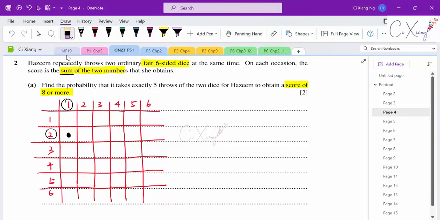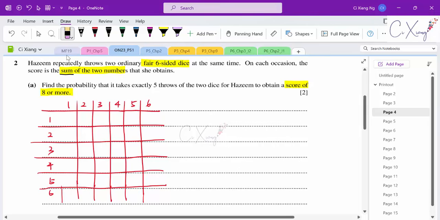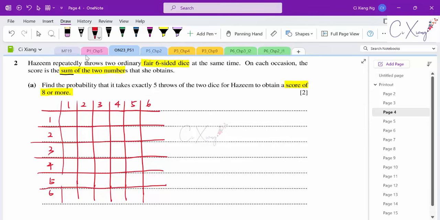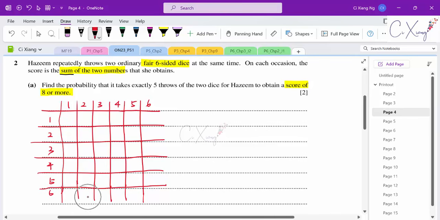Now let us figure out in which cells the score is equal to 8 or more. For the first row, 1 plus 1 is 2, 2 plus 1 is 3, all of this doesn't fulfill the condition where the score is 8 or more than 8, because 1 plus 6 is also 7 only. So in the first column here, none of the results fulfill the outcome that we want. Then for the second column, 2 plus 1 is 3. Maybe you come to the last one, 6 plus 2, you get an 8. So that means this particular cell is something that you want.